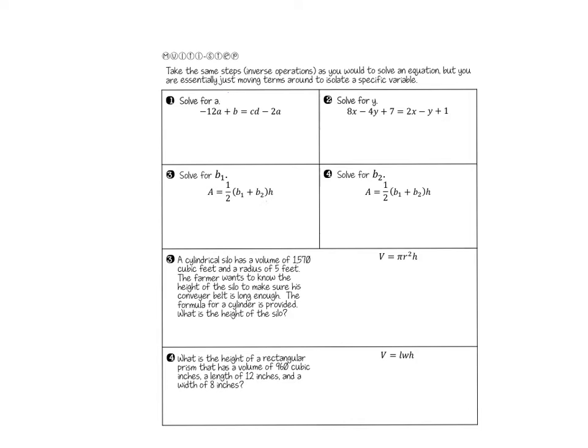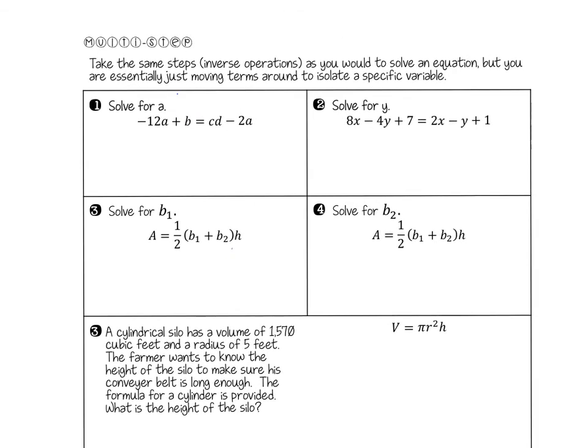Okay, now looking a little more specifically at some more formulas. So these are going to have a few operations. You're still doing these inverse operations as you would with a regular equation, but we're just moving around. So I'm going to try the odd numbers on the left and have you guys try the ones on the right. So 1, solve for a. So I'm trying to move things away from this a.